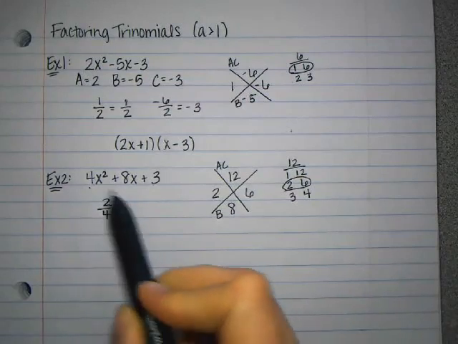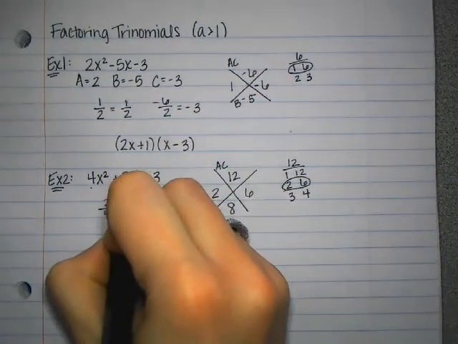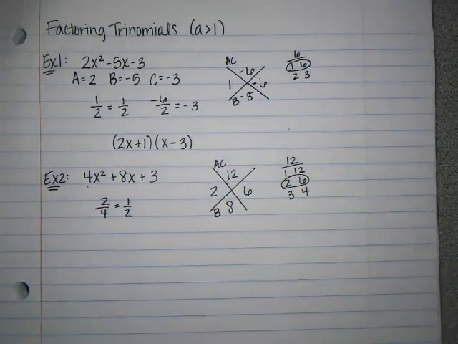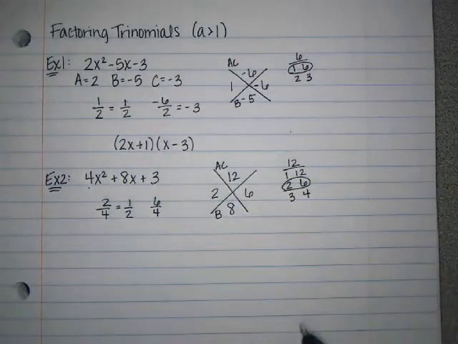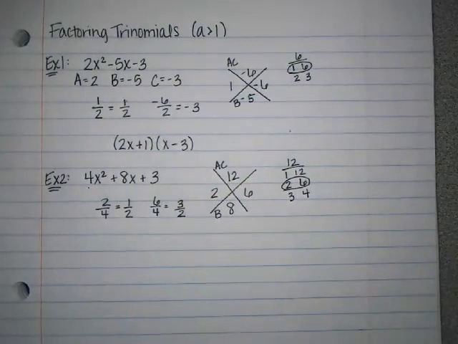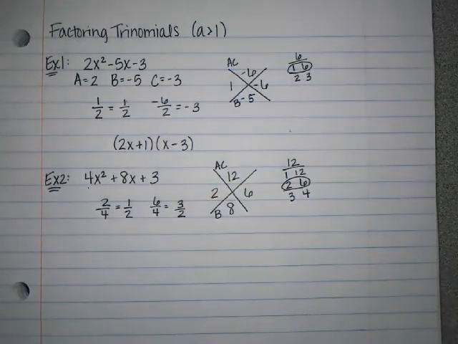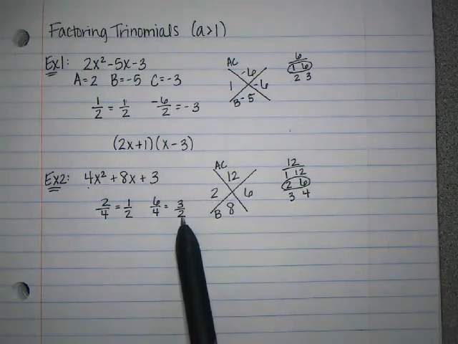This is where we want to reduce. We know that 2 over 4 is equivalent to 1/2. It reduces. And 6 over 4 also reduces by 2, and it would become 3 over 2. So before I even rewrite my answer, I want to think this through. Both of my leading coefficients in my binomials will be 2.